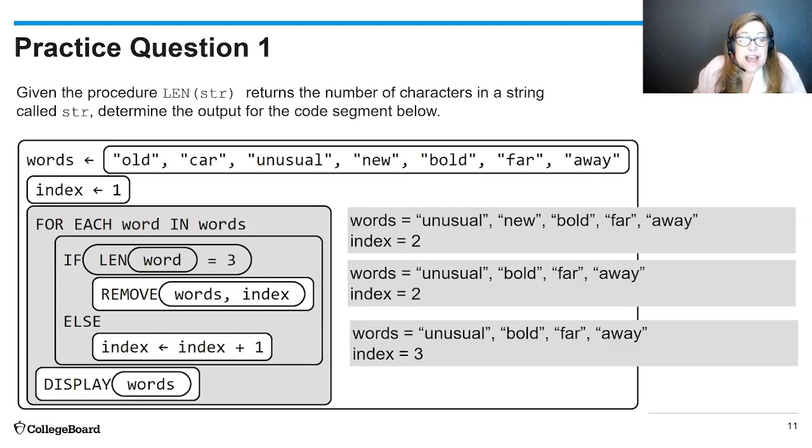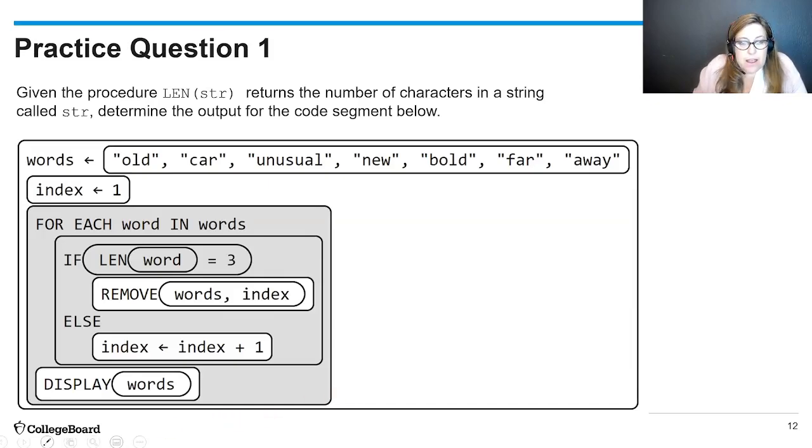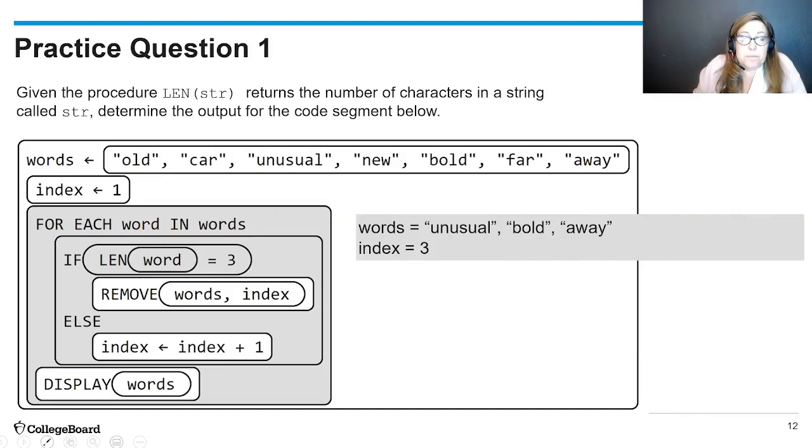Far does have a length of 3. So I remove words at 3. 1, 2, 3. I remove far. And now I have unusual, bold, and away. My next word is away.